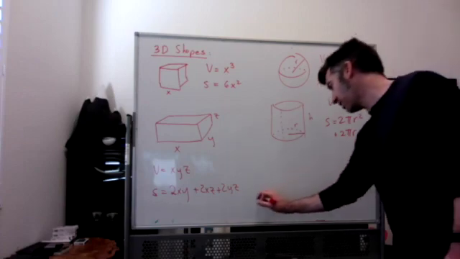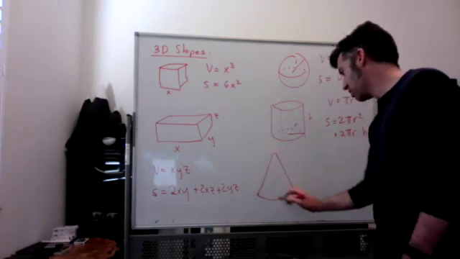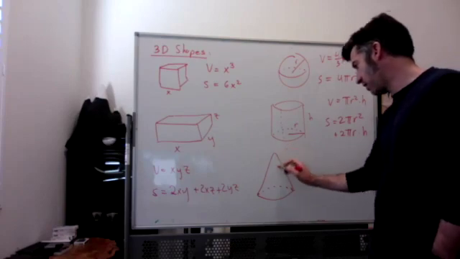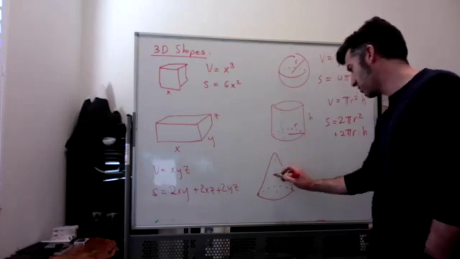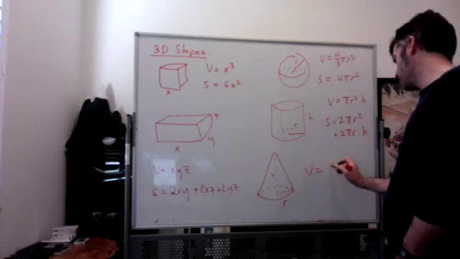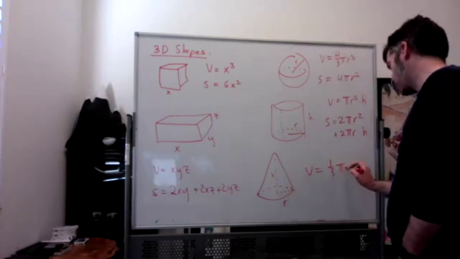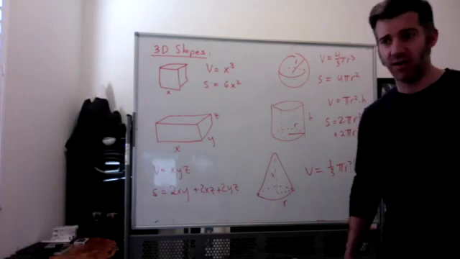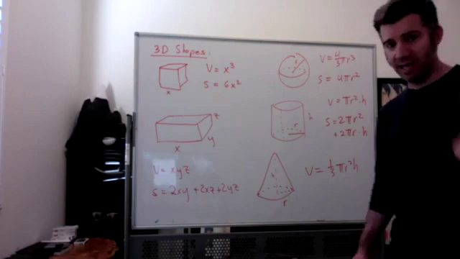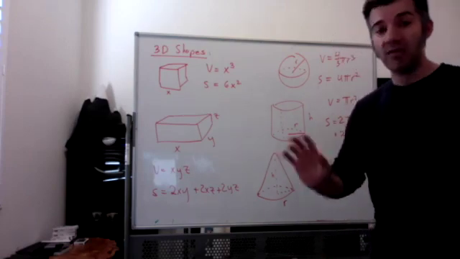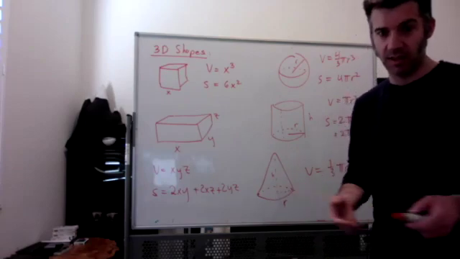And then lastly, we have a cone. If the height of the cone is h and the radius is r, the volume is 1/3 pi r squared h. And nobody ever talks about the surface area. That's not entirely true. There was definitely a problem last quarter where they gave you the formula for the surface area, and we had to optimize it.